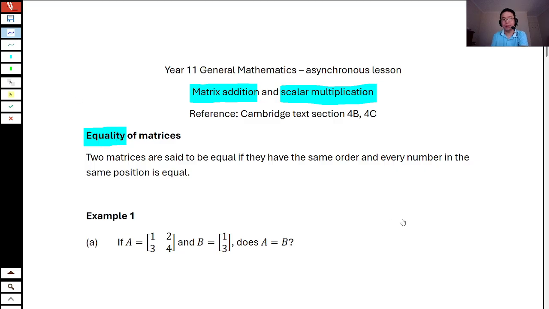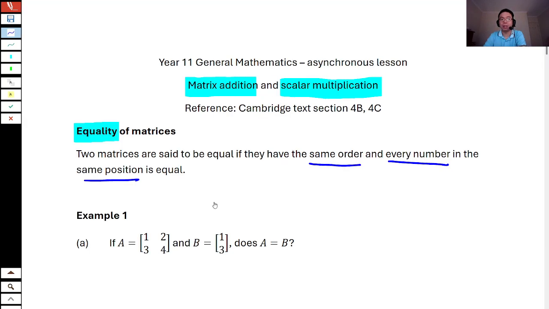When we write the equals sign, we're saying that the objects on the left and right are the same. And for a matrix, what we want is for the matrices to have the same order. So those are the dimensions. And we want every number in the same position to be equal. So let's look at some examples.